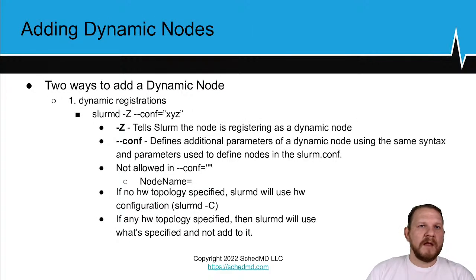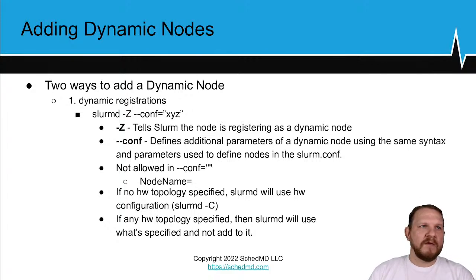There's two ways to add a dynamic node, and it's important to understand that this is different than our power saving module for cloud, where we are resuming and suspending nodes. So Slurm isn't automatically creating nodes in any way. This is something where you're manually creating the nodes, or you have some service that is going to create these nodes, and they're going to then have this dynamic registration with the Slurm controller. So it's important to understand the difference there.